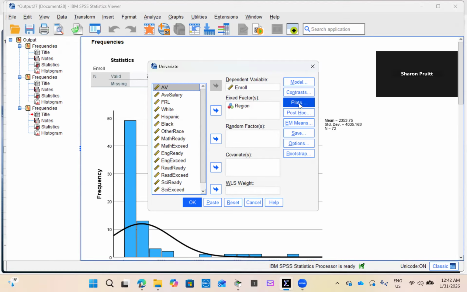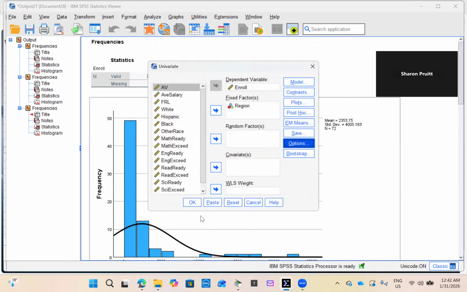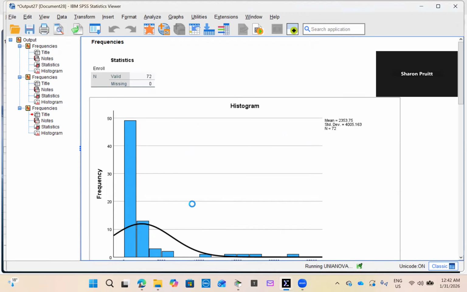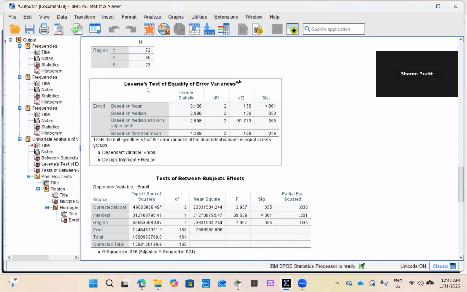We click on Options, click Estimates of Effect Size, Homogeneity Test. Continue. Okay. The univariate analysis of variance is here, but we want to first take a look at Levene's test of equality of error variances.